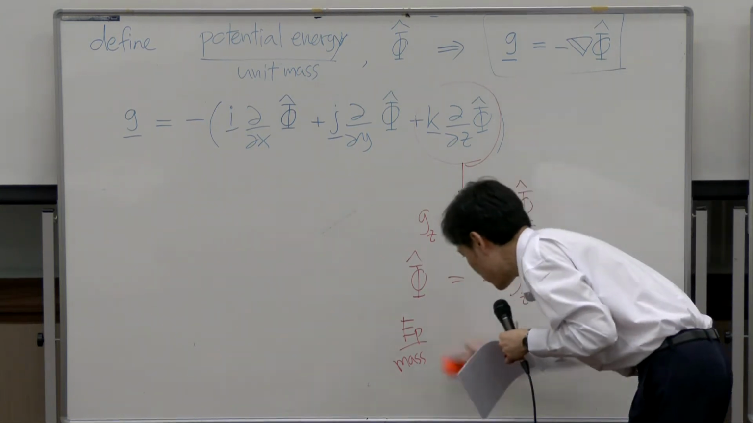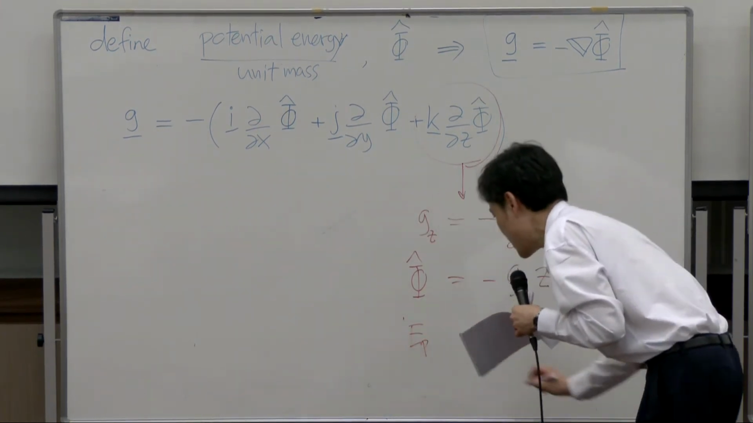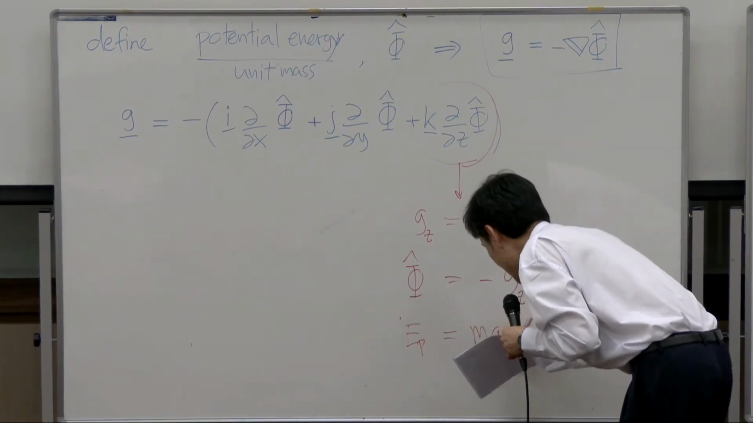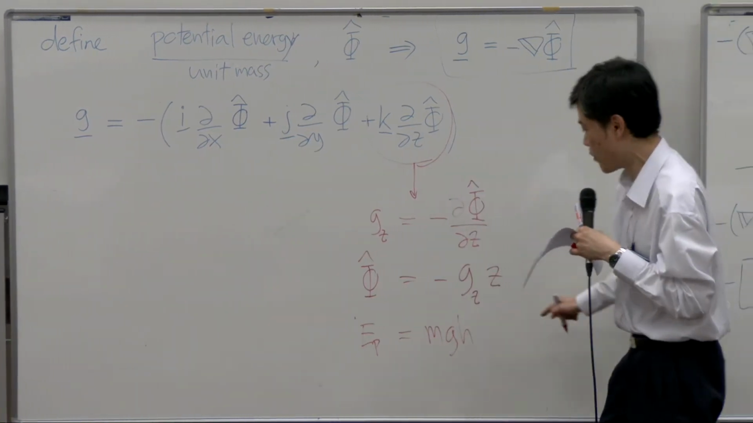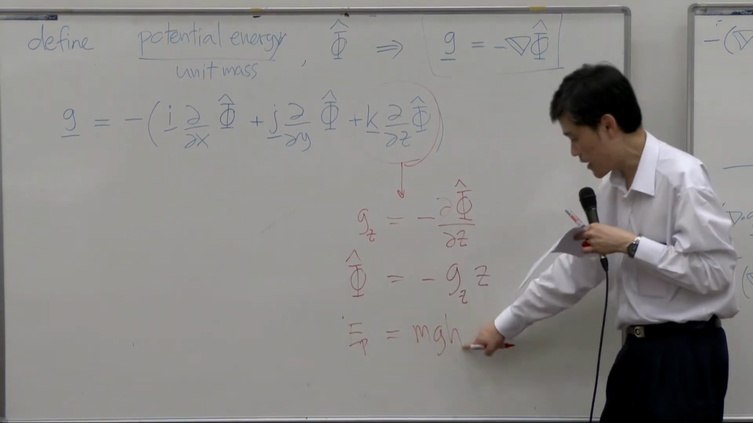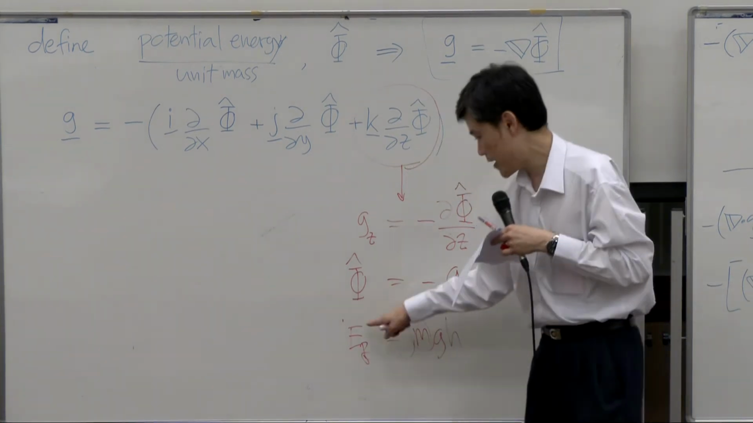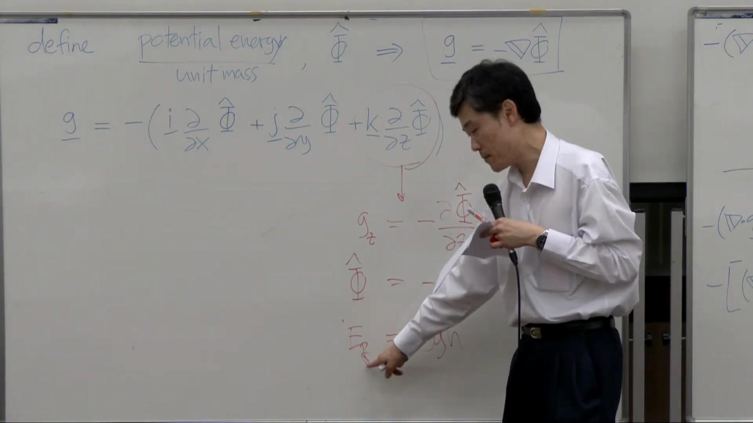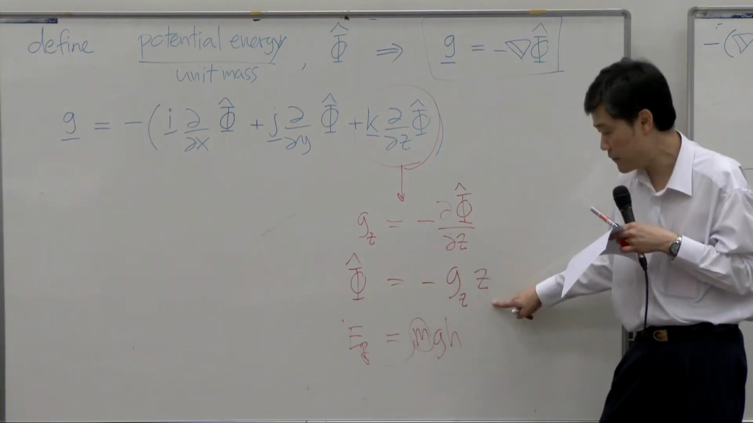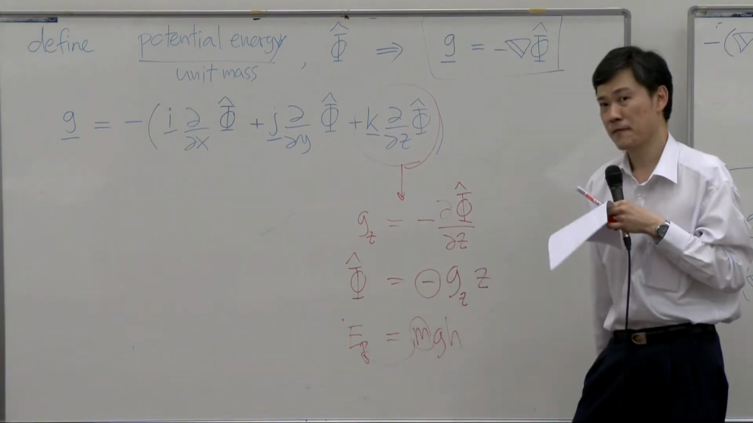We have a familiar notation that potential energy is mgh. This is what you learned from high school. Potential energy is mass times gravity times height or distance. If I take out mass here, I get potential energy per unit mass equal to gh, which is exactly the same as what we derived here. The only question is, why negative?